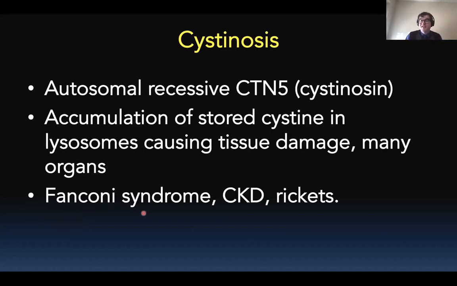And again, another condition, nephropathic cystinosis, results in stored cysteine in lysosomes that cause damage in many tissues, including the kidney, and resulting in Fanconi syndrome and rickets, and eventually chronic kidney disease.